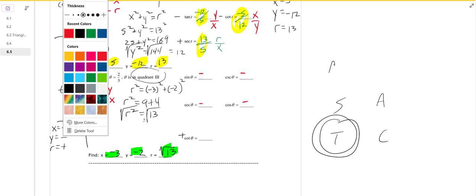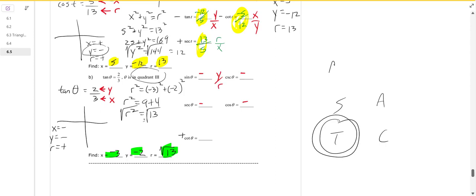So again, the sine's y over r, cosecant is r over y, so now we can formulate our ratios. So the sine would be negative 2 over square root of 13. The cosecant would be negative square root of 13 over 2. And then the secant is x over r, so the secant would be negative 3 over square root of 13.